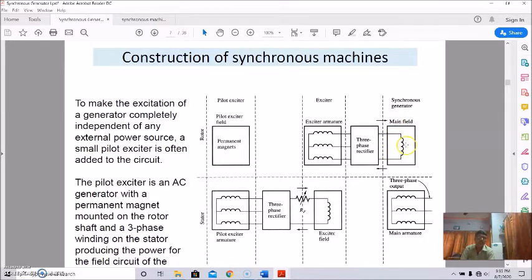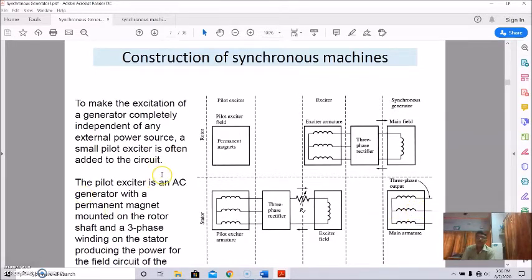So in this part, that is the pilot exciter's field, and then the exciter's armature, its output is rectified and then given to the main field of the generator. These things are mounted on the rotor side, and this is the three-phase output which is being collected on the armature of the main machine. So this is the system.